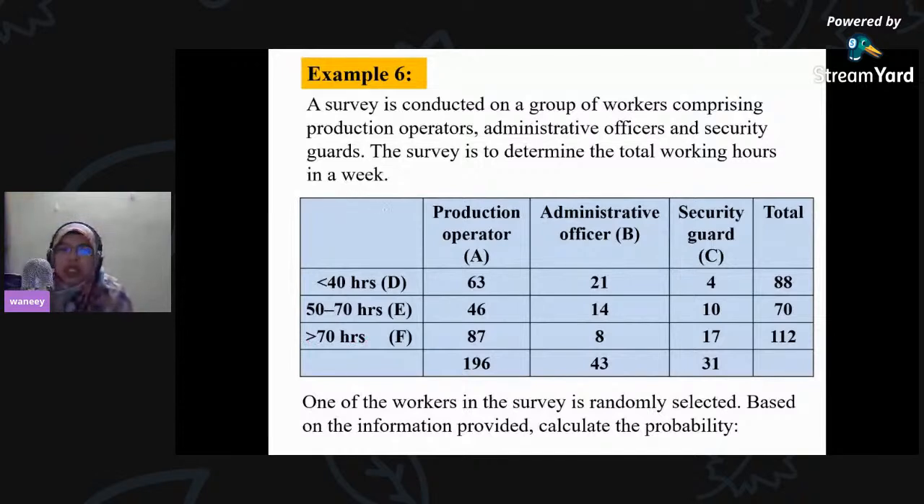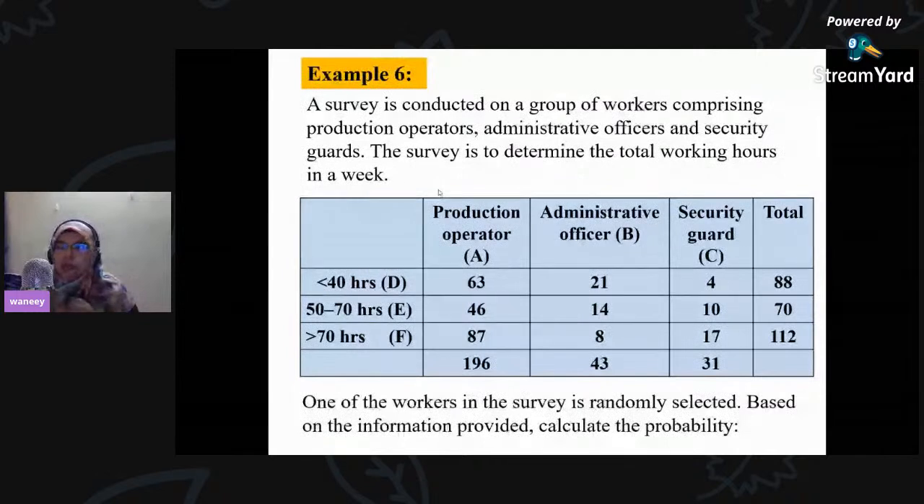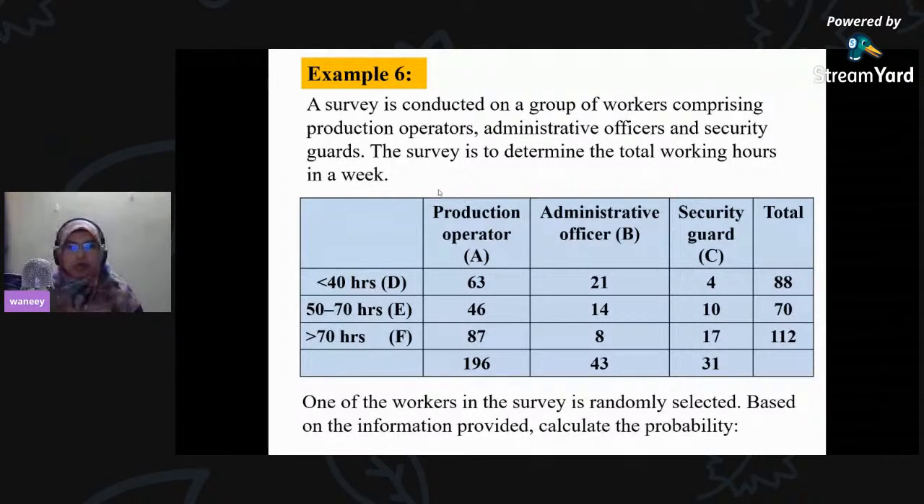As you can see, we have two very different things. So one is about the workers themselves, either production operator, administrative officer, or security guard. And then we have the number of hours: less than 40, 50 to 70, greater than 70. So if we see too much information in our data, usually we will use a contingency table. So this is quite useful when you have a lot of things to consider.